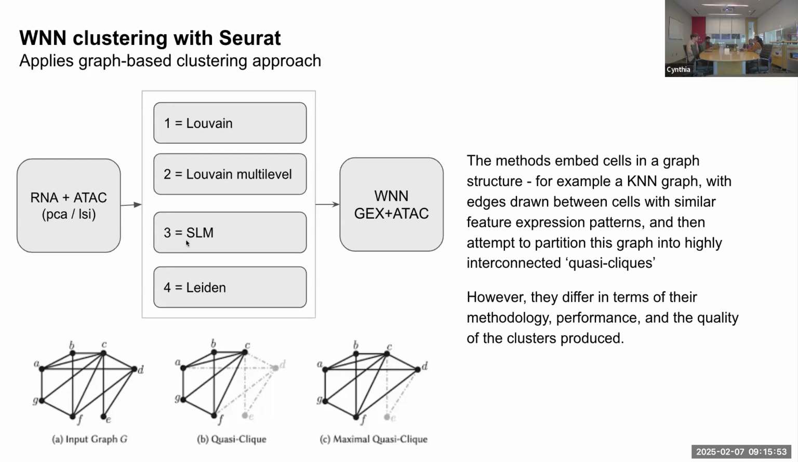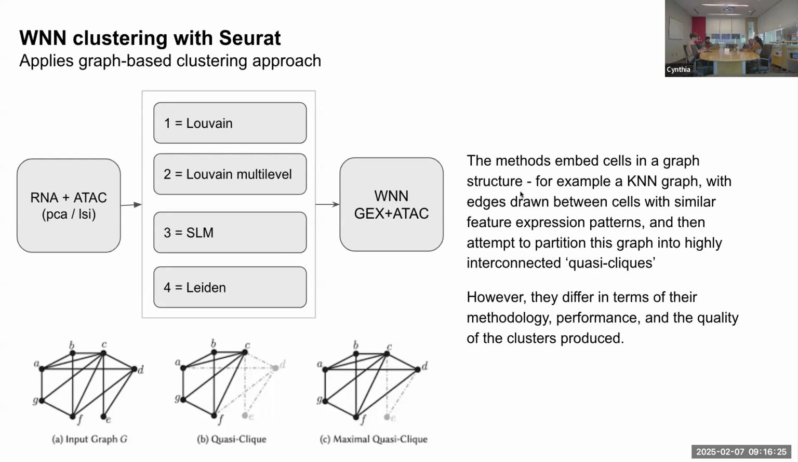Then there is another one called smart local moving. It's not widely benchmarked, and that's the reason why it's not used a lot, but I think that it works well. And the fourth one is Leiden. Leiden is another approach that tries to ensure that all the nodes in a community are connected. So the methods embed cells in a graph structure.